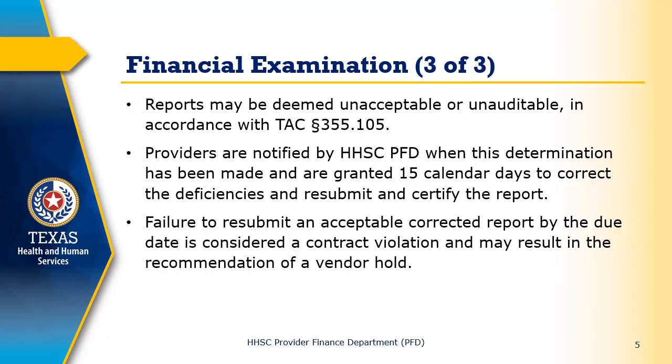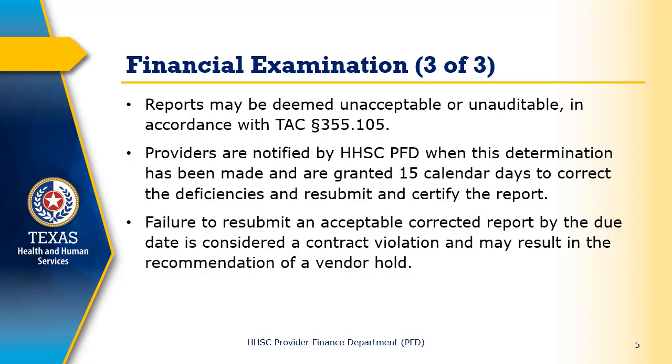Reports may be classified as unacceptable or unauditable in accordance with Tax Section 355.105, triggering a formal notification to providers. An unacceptable report is characterized by incomplete cost reports that do not adhere to procedural instructions and rules, constituting an administrative contract violation. Conversely, an unauditable report contains all required documentation, but is unable to pass the audit due to discrepancies identified during the review process.